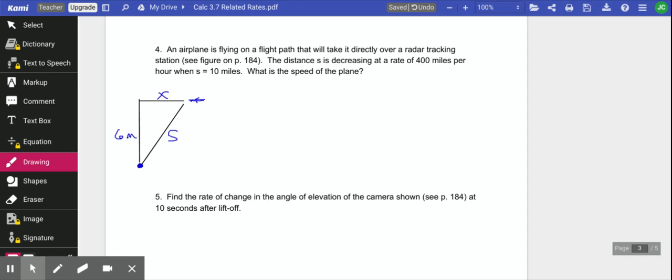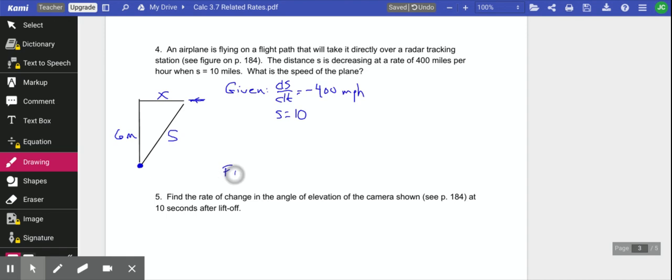So the distance s is decreasing at a rate of 400 miles per hour when s equals 10 miles. What is the speed of the plane? So we want to go through starting with our givens. The distance s is decreasing at a rate of 400 miles per hour. That's a rate, so ds over dt. And since it's decreasing, it's going to be negative 400 miles per hour. We also know that s equals 10.